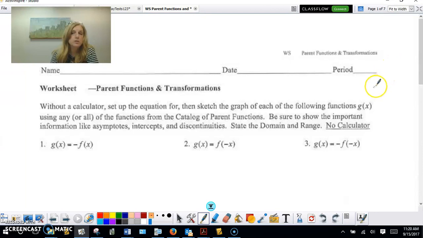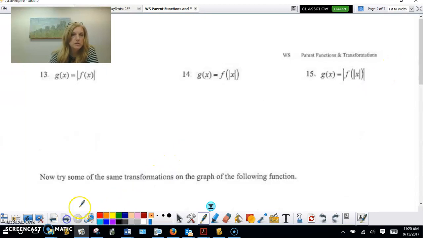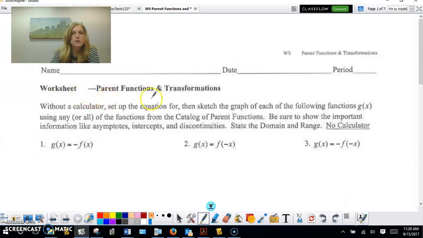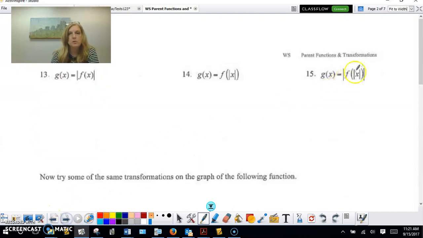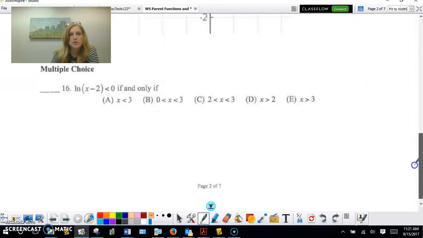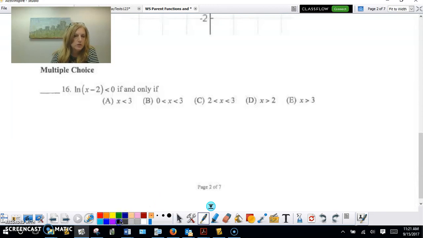I'm going to do this solution video for the multiple choice portions of this. We went over in detail these transformations in class, so I'm going to focus on the multiple choice. So let's scroll down here to our multiple choice and show you the quick way to do these.